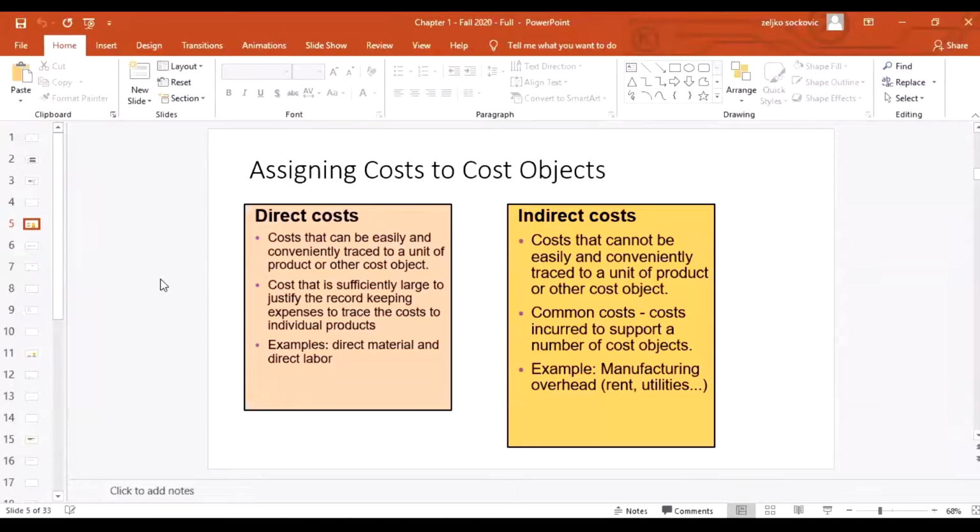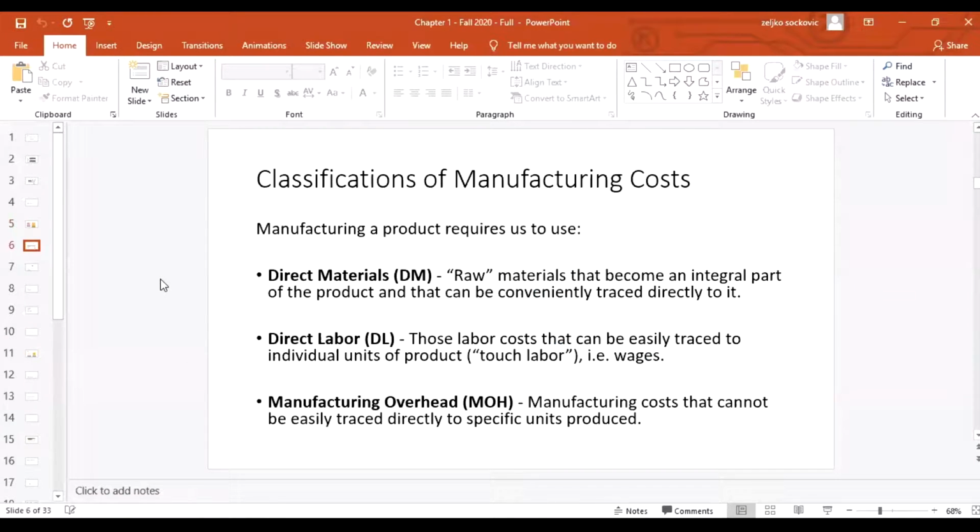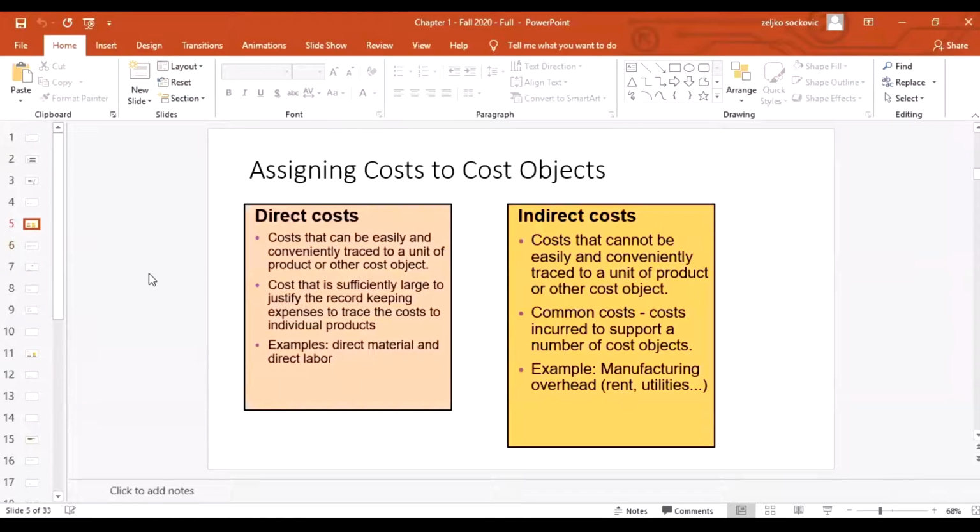Okay, so this is one of those topics that you need to understand: direct cost versus indirect cost. This is mainly related to classification of manufacturing cost, and a lot of our class will be related to manufacturing cost. We will talk a lot about direct materials, direct labor, and manufacturing overhead. So what are the direct costs?